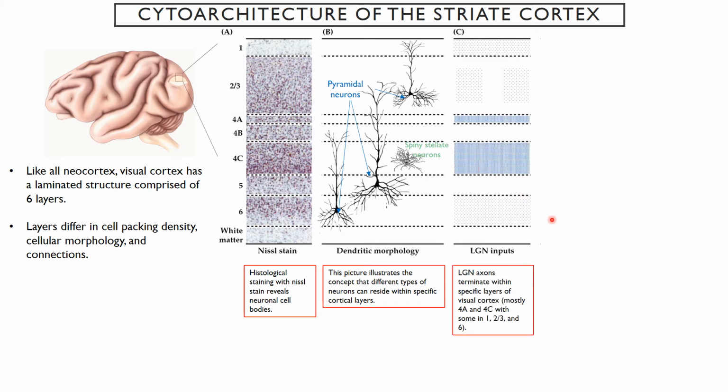The lateral geniculate nucleus projects to these layers of area 4 primarily. There are tiny little projections to other areas, but most of the input comes to layers 4A and 4C. This is generally true for most areas of cortex that are receiving input from the thalamus. The projections go to layer 4. So layer 4 is the primary input for most areas of the cortex, particularly from the thalamus.